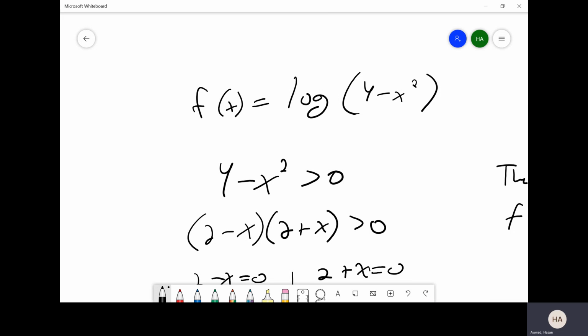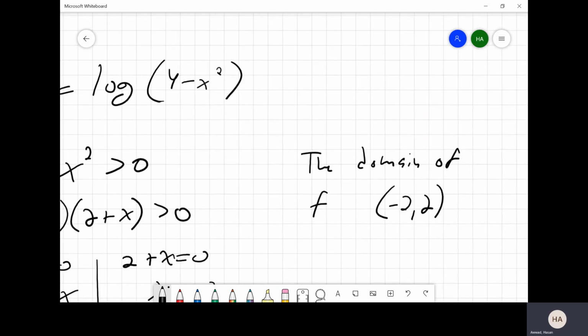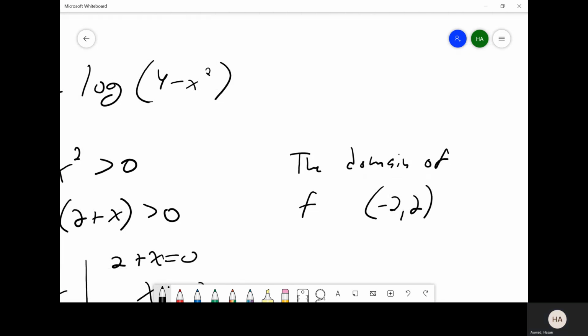And if there's multiple logs, as there were with the last homework, then you just figure out the domain of each logarithm. And then if it's all part of one function, you're just going to omit the parts where they disagree. But in this case, we only had just the one log, so that's it. Our domain is -2 to 2.